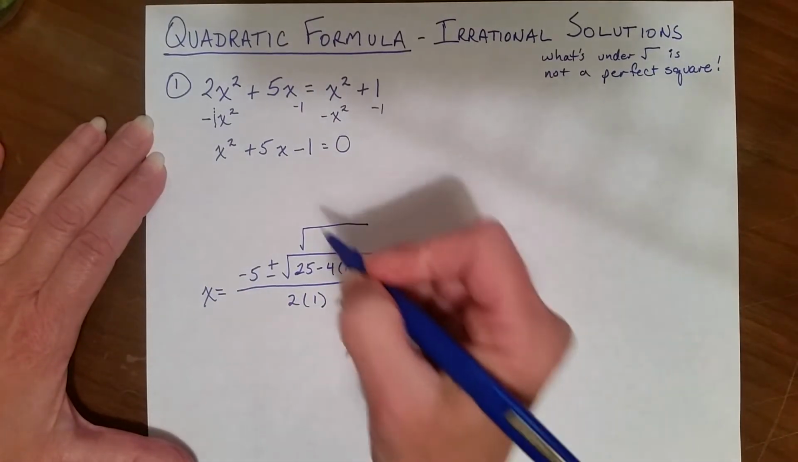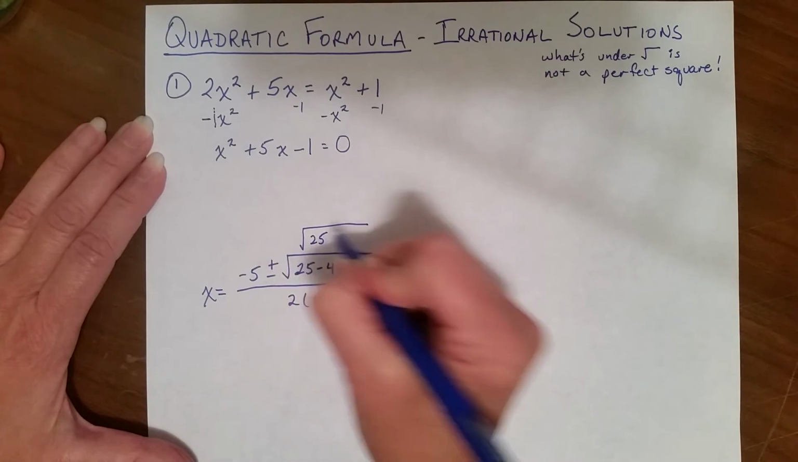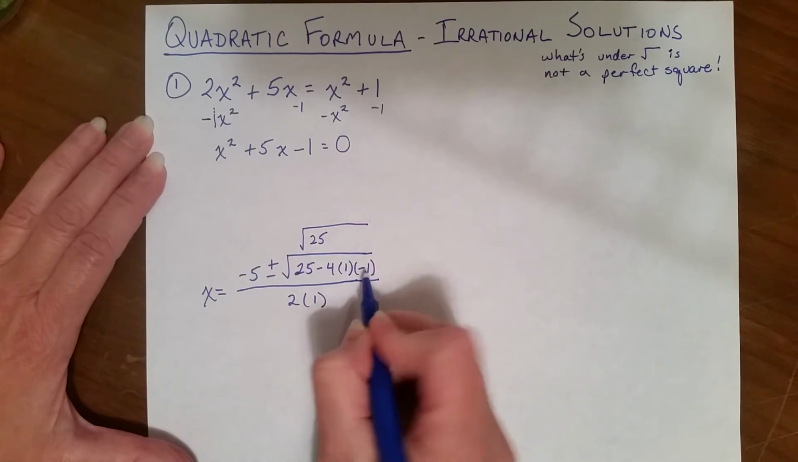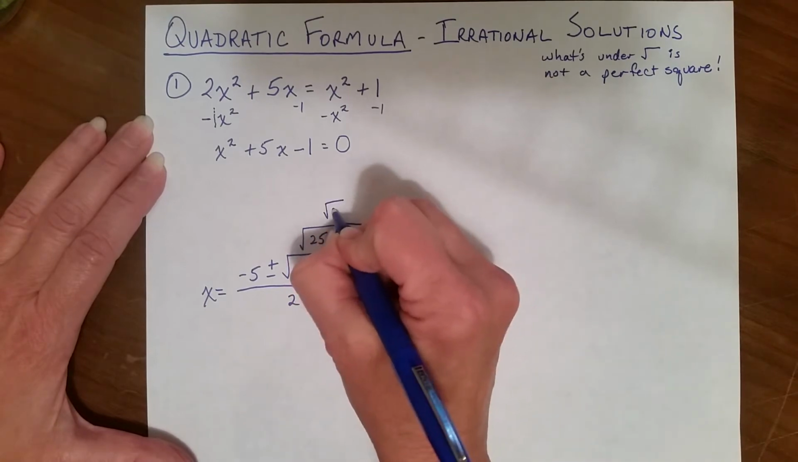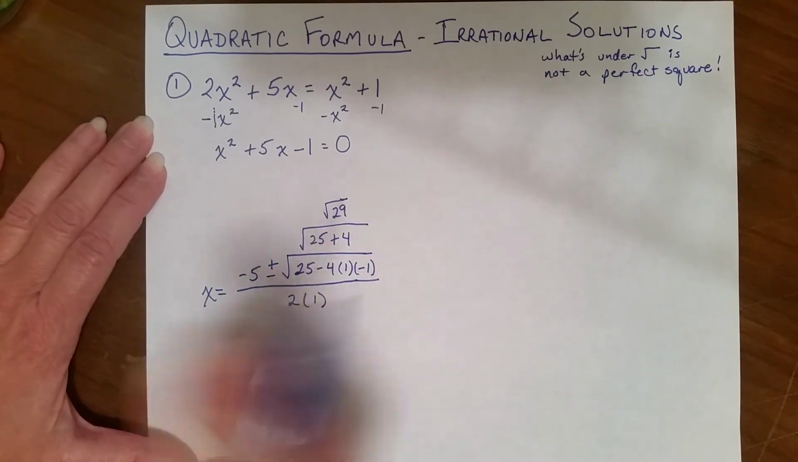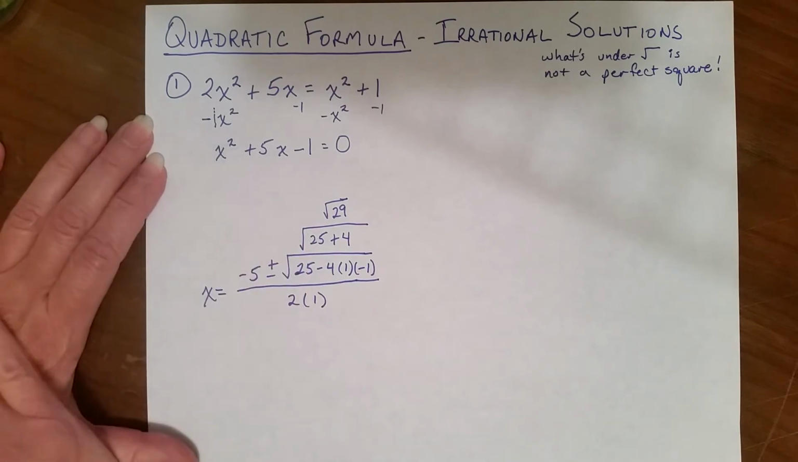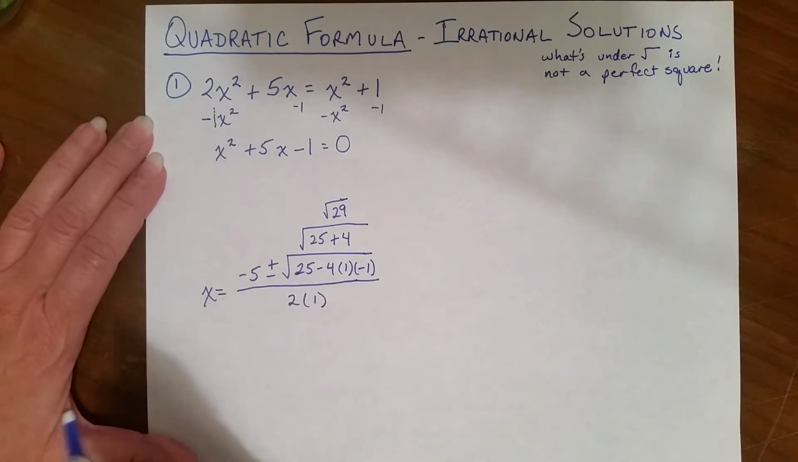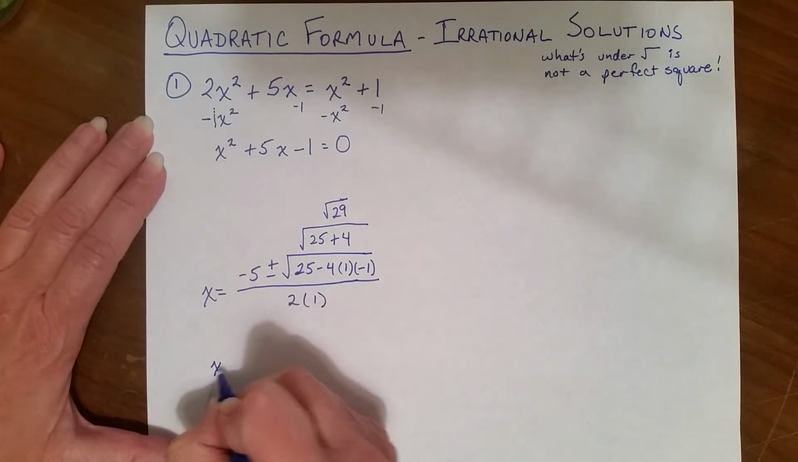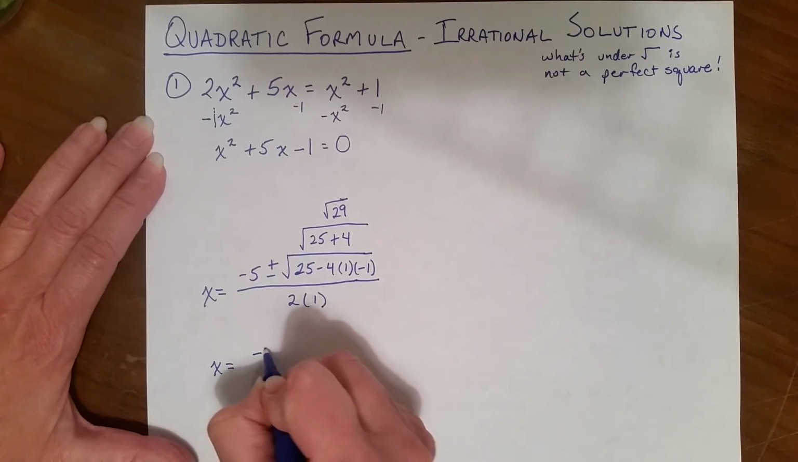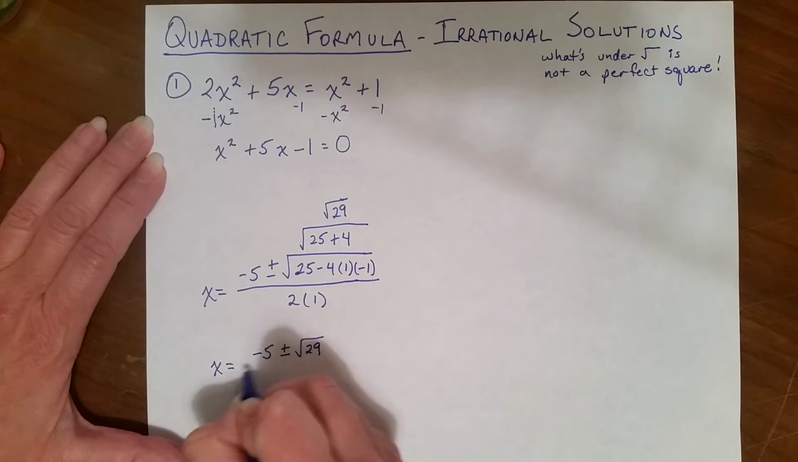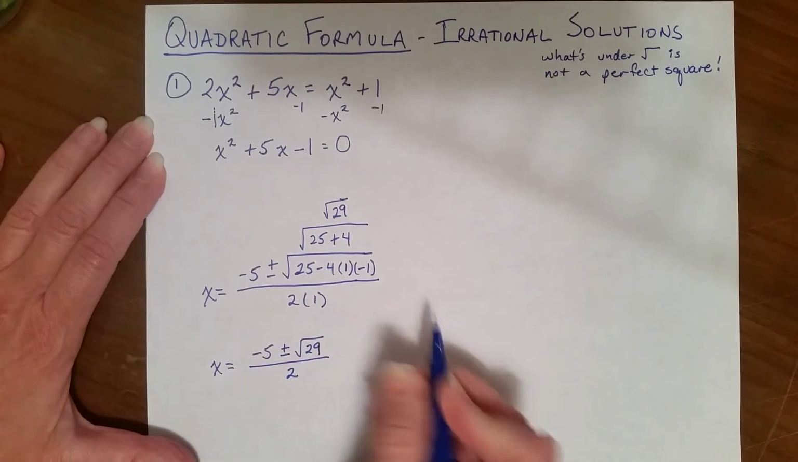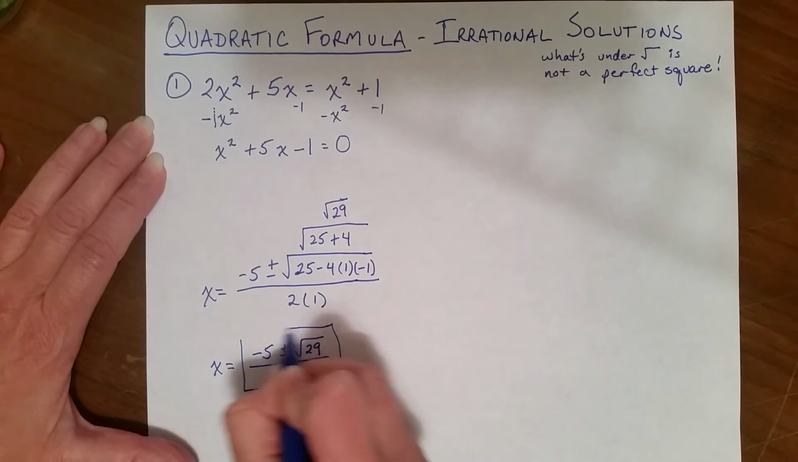Square root of 25. Now I have a negative times a negative, so that's going to give me a plus 4. 25 plus 4 is 29. Notice that's not a perfect square. So how are we going to write our answer? Here's how we will write our answer. x equals negative 5 plus or minus the square root of 29, all over 2. And that's how you're going to write your answer.